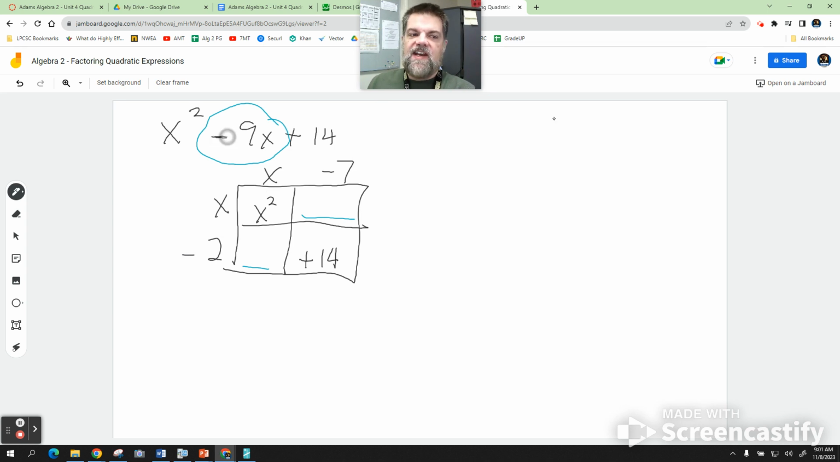I've got to have a negative 9. So if I make this negative and this negative, it does multiply to a positive, right? Also, negative 7 times x is negative 7x. Negative 2 times x is negative 2x. So everything works out. Negative 7x plus negative 2x equals negative 9x. So in other words, this is x minus 7 times the quantity x minus 2.